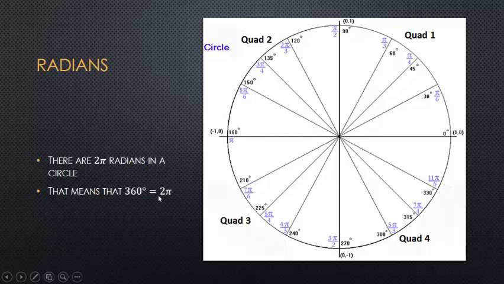Because there are 360 degrees and that's equal to 2 pi, then half of a circle is 180 degrees, and that is equal to pi. We often use that measurement, the equivalence, as a conversion ratio.